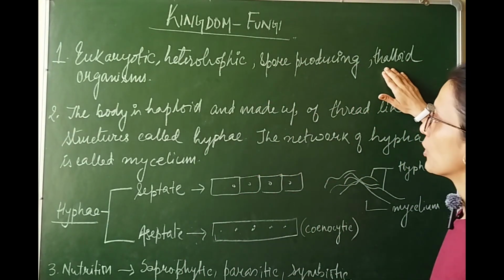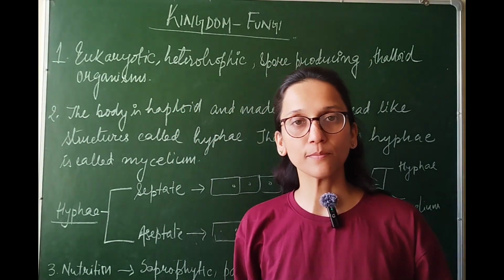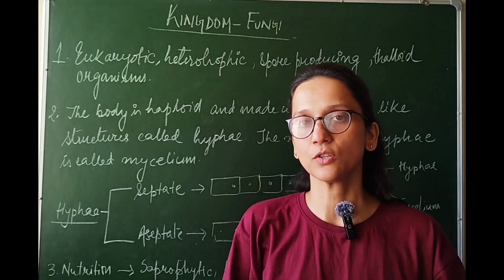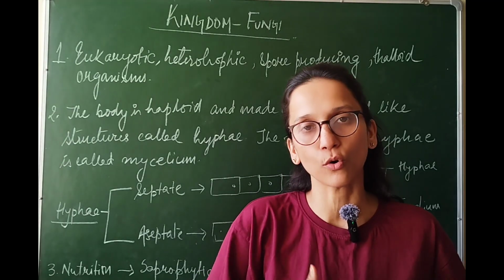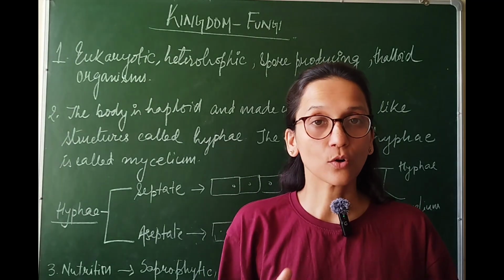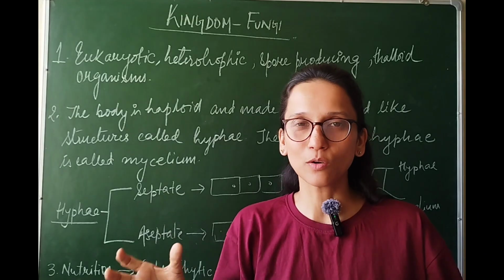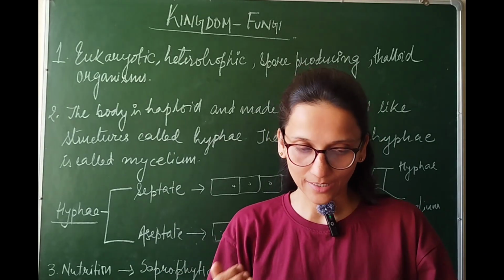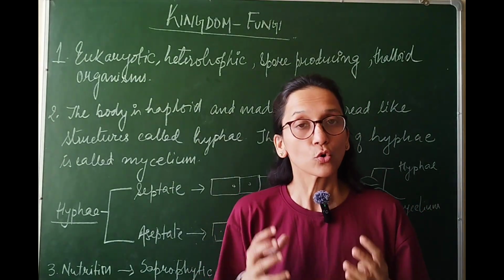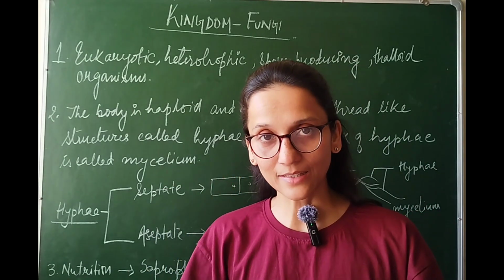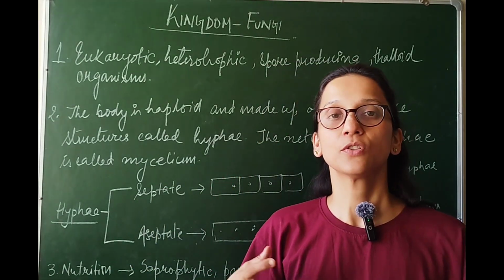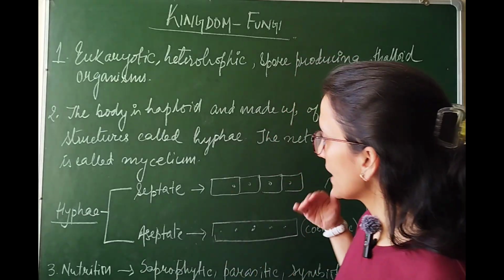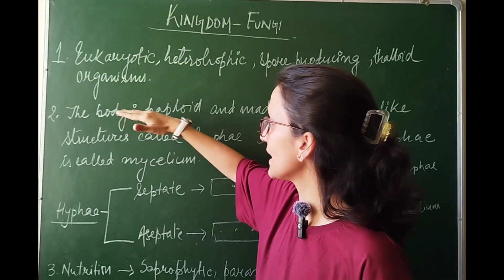Apart from that, their body is thalloid-like. Thalloid means where the body is not differentiated into leaves, stem or root. याद रखना, we are talking about a kingdom which is almost sandwiched between kingdom Plantae and kingdom Animalia. That means इस kingdom के पास कुछ characteristic feature plants की तरह हैं और कुछ characteristic feature animals की तरह हैं. The second important point is the body is haploid.